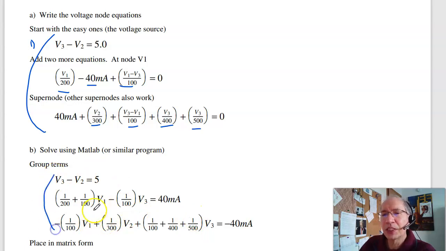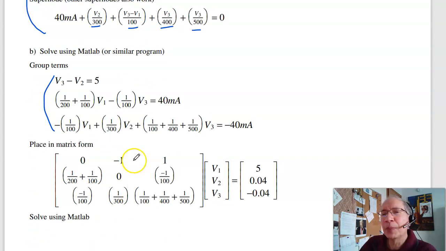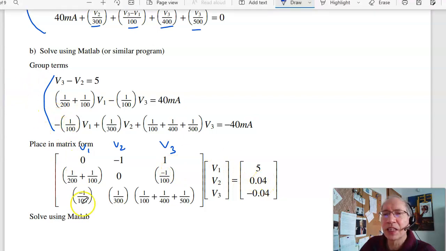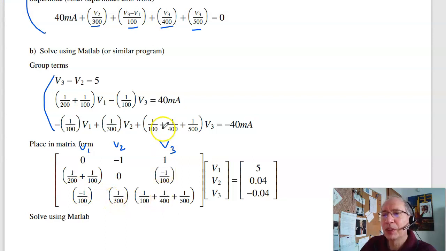3 equations, 3 unknowns. Now put that in matrix form. In matrix form, I'll have my unknowns, V1, V2, V3. The first column is times V1. So I just kind of make a note to myself. This kind of helps when I write it out. First equation is V3 minus V2 is 5. Second equation, 1 over 200 plus 1 over 100 V1 minus 1 over 100 V3 is 40 milliamps. And the last equation, minus 1 over 100 V1 plus 1 over 300 V2 plus this mess times V3 is minus 40 milliamps.